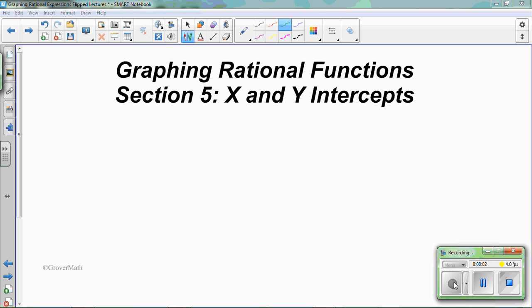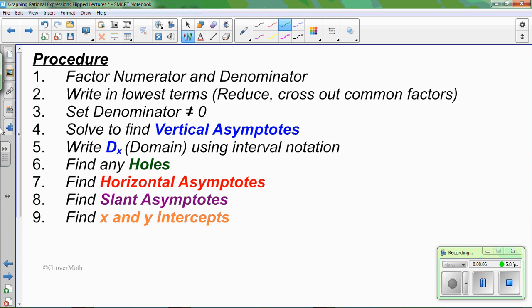Graphing rational functions, section 5, x and y intercepts. This is video number 5 in graphing rational functions. We've had 4 prior, obviously.